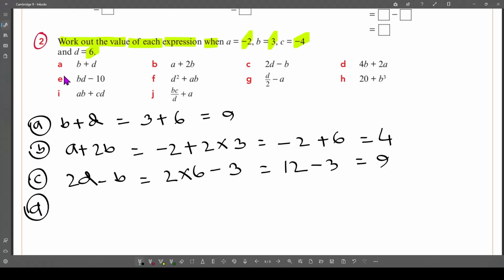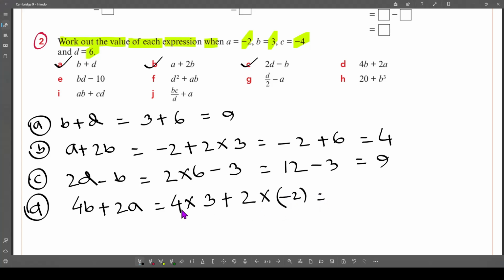Number D. So A, B, C done. D, 4b plus 2a. 4 times b, which means 3, plus 2 times a, which means minus 2. So 4 times 3 is 12. Here is plus and here is minus. So plus and minus, once we multiply, it will become minus. 2 times 2 is 4. So 12 minus 4 is 8.